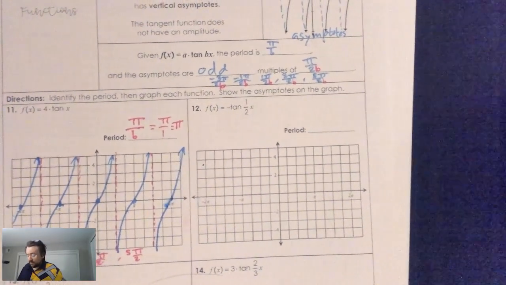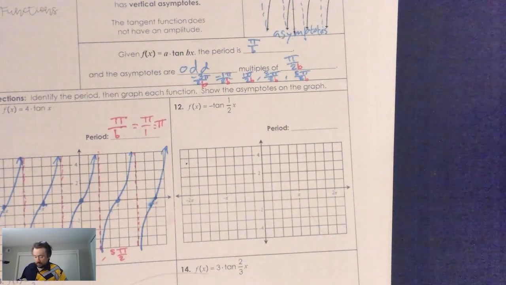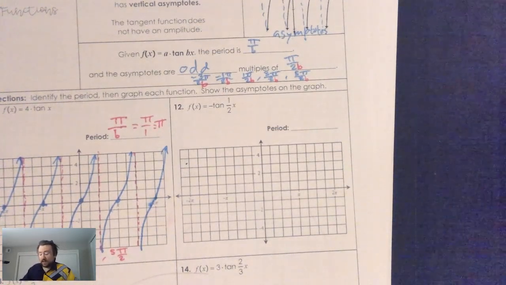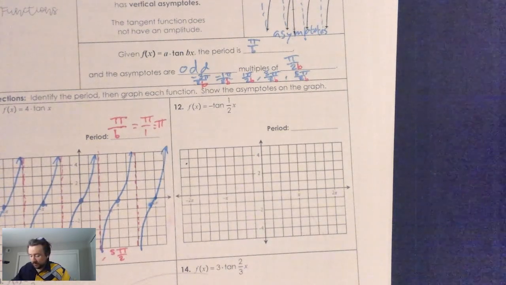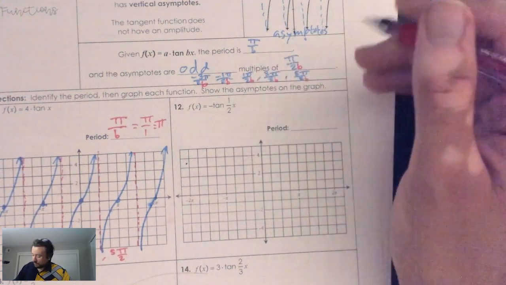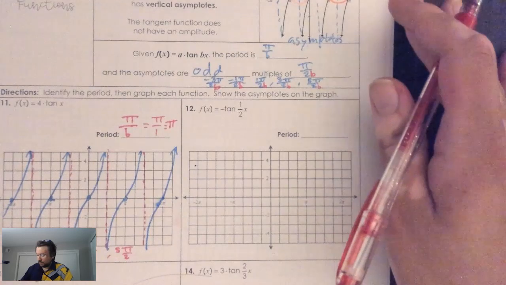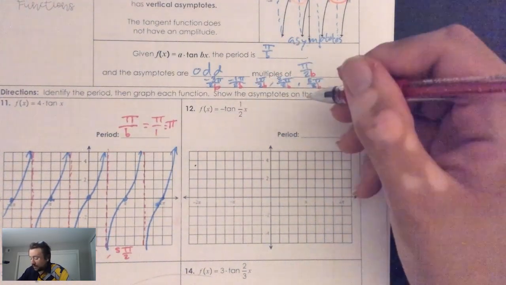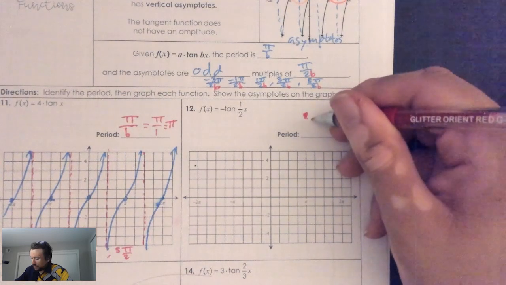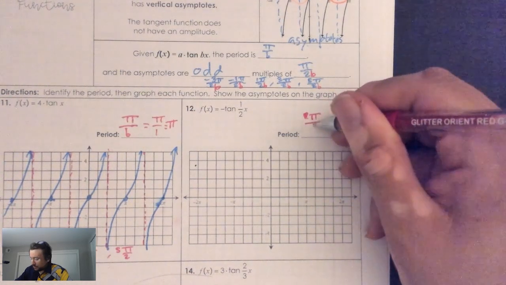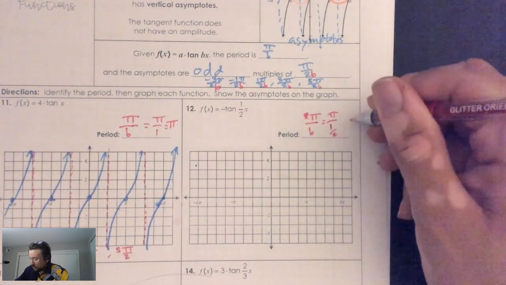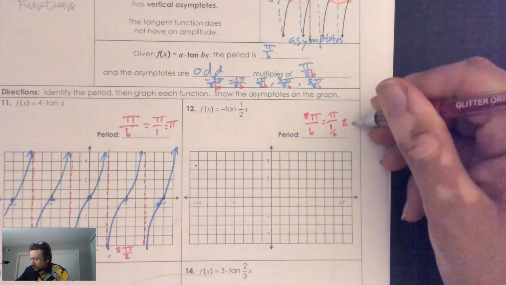Things aren't going to get any very crazy after this, so let's just look at one that actually has some more interesting transformations. So let's look at this next one. This one is negative tangent of 1/2 x. Its period is pi over b, which is pi over 1/2, or 2 pi.